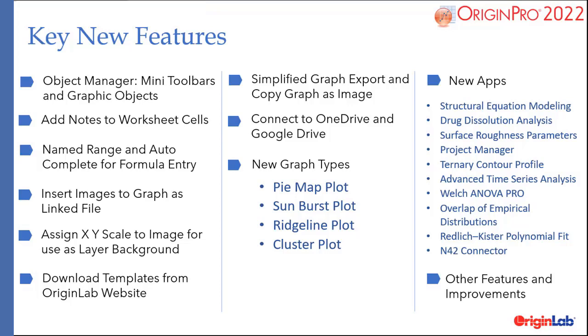file, assigning an XY scale to an image for use as a layer background, download templates from OriginLab website, simplified graph export and copy graph as image, connect to OneDrive and Google Drive for importing data directly into Origin. Several new graph types have been introduced, such as PyMapPlot, Sunburst Plot, Ridgeline Plot, and Cluster Plot. There is a selection of new free apps available as well.